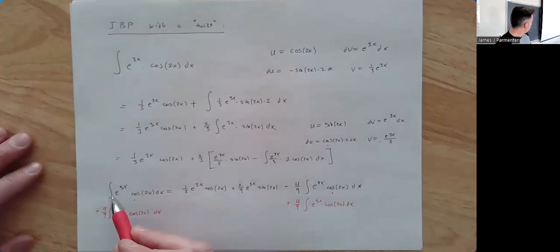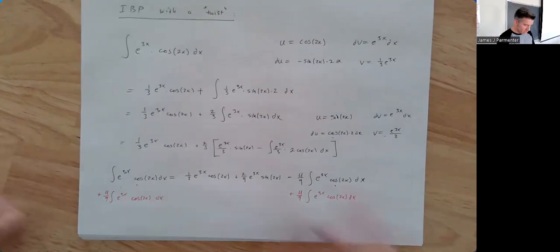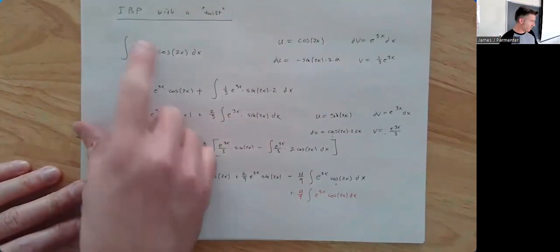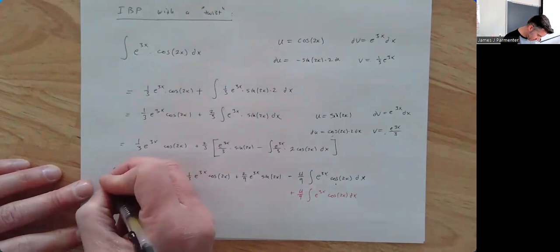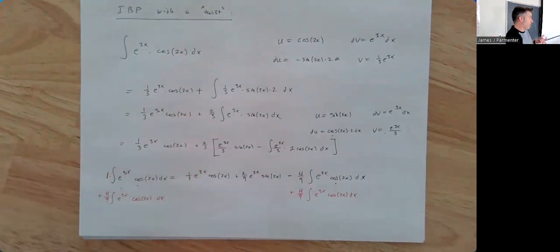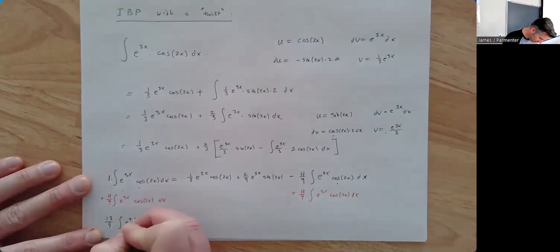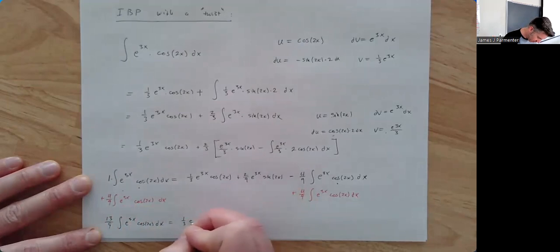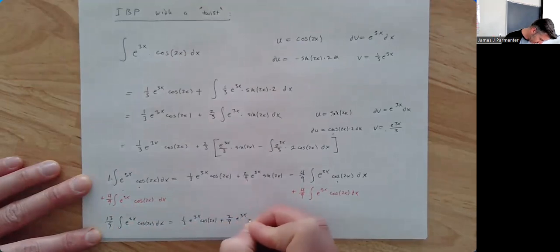So a whole integral plus 4/9 of an integral is how much of an integral? Not 2 times. It would be 2 times if we didn't have these weird coefficients, like if this was just an e to the x and a cosine of x, you would get double it. But here, since I have 1 of a thing plus 4/9 of a thing, I'm just adding the coefficients. And 1 plus 4/9 is going to give us 13/9. So we have 13/9 times the integral of e to the 3x cosine of 2x dx is equal to 1/3 e to the 3x cosine of 2x plus 2/9 e to the 3x times sine of 2x.